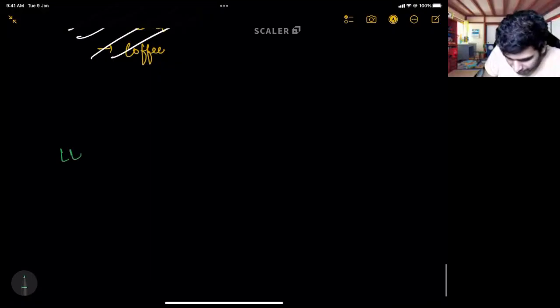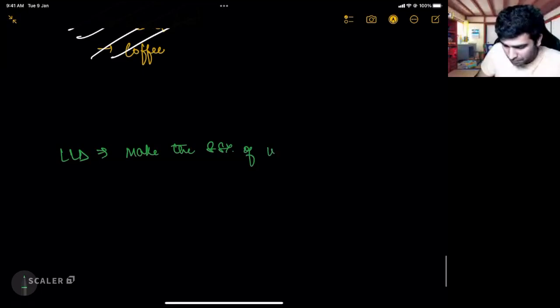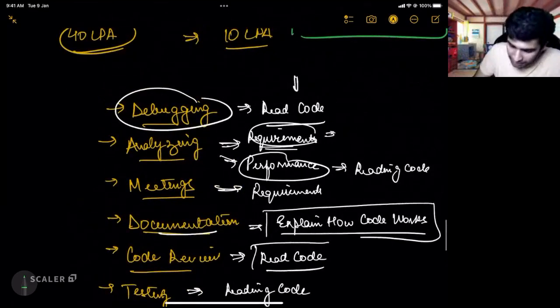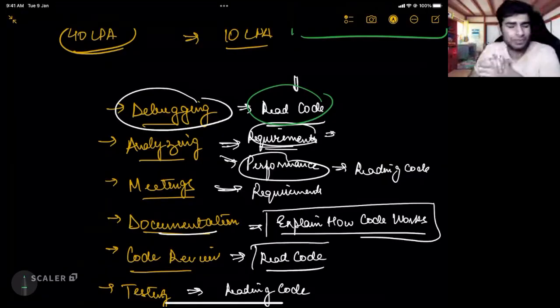So why is LLD important? LLD is going to make the 88% of work that you do easier. Basically, it is going to help you write code that is easy to read. Now, first of all, do you think reading code is difficult? Not really. Reading code is not difficult.